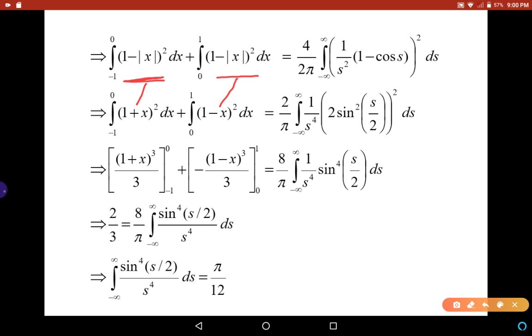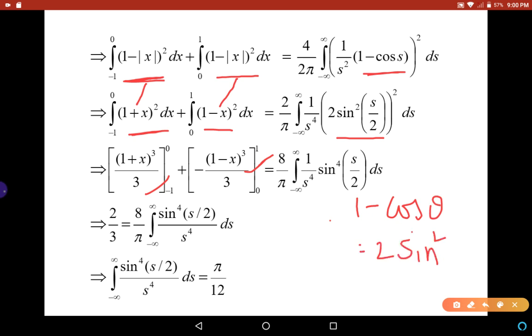So upon integrating this, the integral of (1 + x)² is (1 + x)³/3, and the integral of (1 − x)² is (1 − x)³/3 times −1. On the right hand side, in place of 1 − cos s, we write 2 sin²(θ/2), because 1 − cos θ is equal to 2 sin²(θ/2). So in place of 1 − cos s here, we have written 2 sin²(s/2).